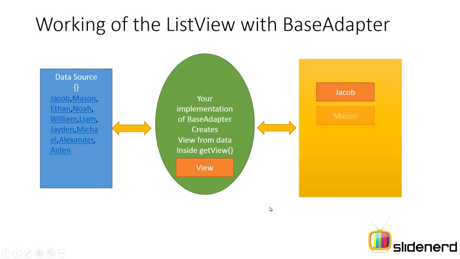Alright, now the list view is going to take all the view objects for each element inside your data source and then create your complete list view, which is your final thing which you see on the screen. Alright, now this is how the base adapter works. So what does the base adapter do? Very simple. It performs the mapping between the element in the data source and the views inside your list view.